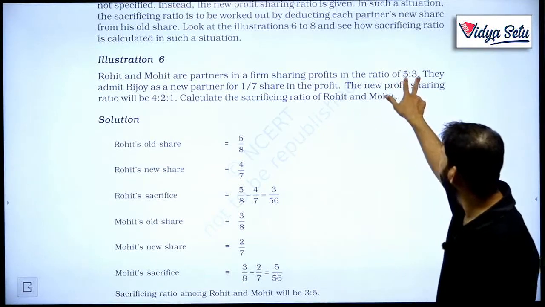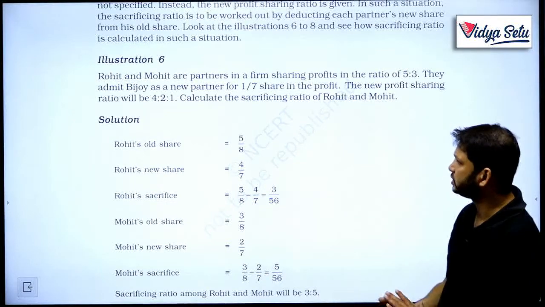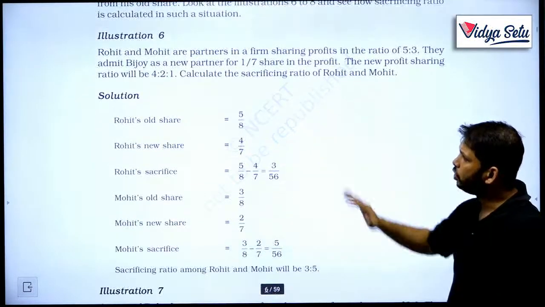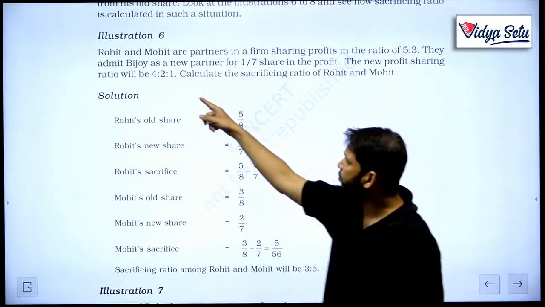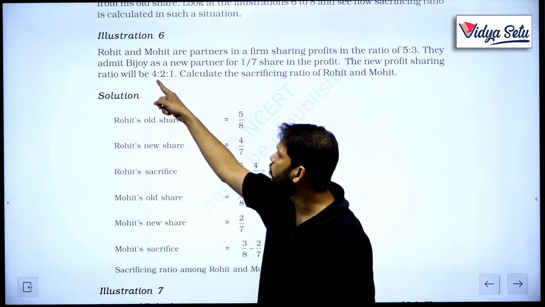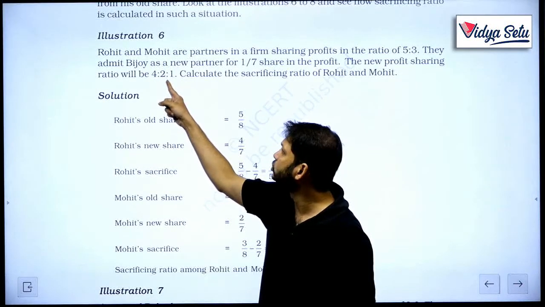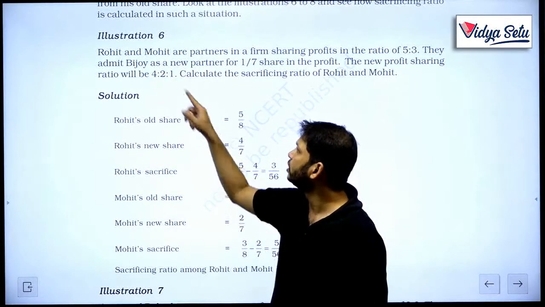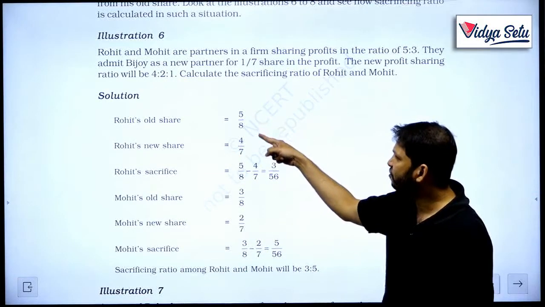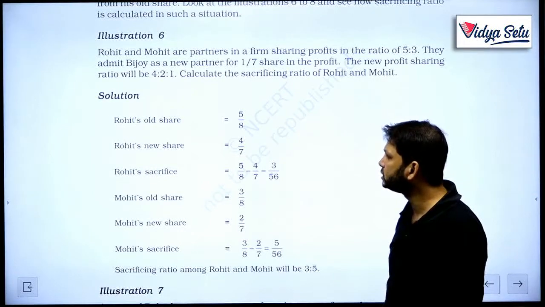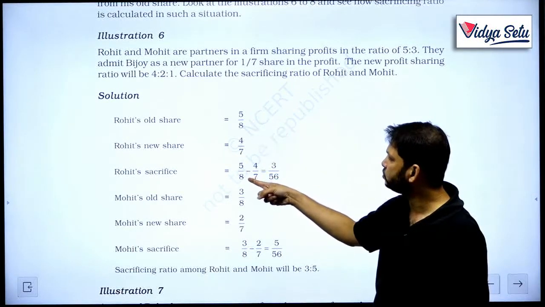We already know the old ratio and we know the new ratio. Calculate the sacrificing ratio. Rohit's old ratio was 5 upon 8. From this we can find his new ratio. Rohit's name is first, so his will be 4, Mohit second is 2, and Bijoy is 1. So 4 plus 2 plus 1 is 7. His old ratio is 5 upon 8 and the new ratio is 4 upon 7. So how much sacrifice is Rohit making? 5 upon 8 minus 4 upon 7.